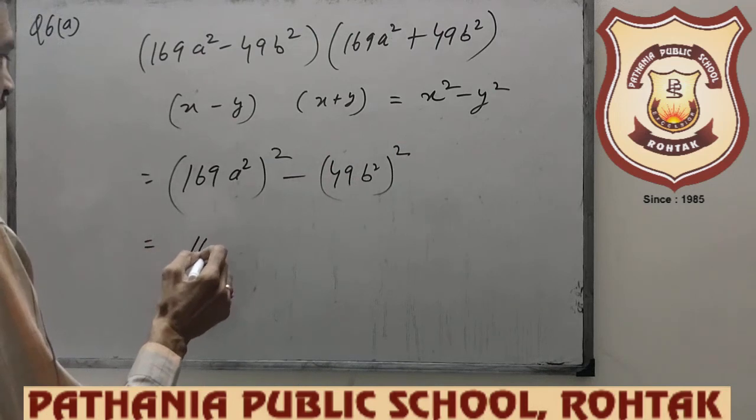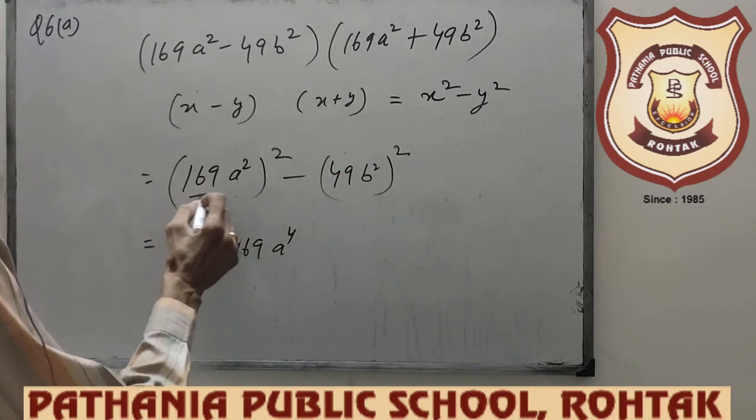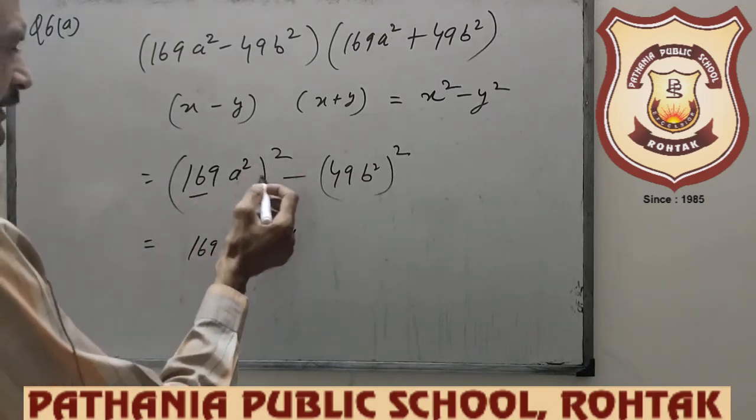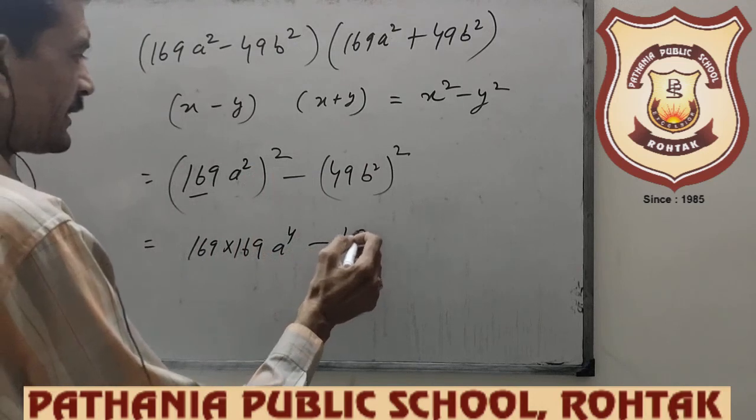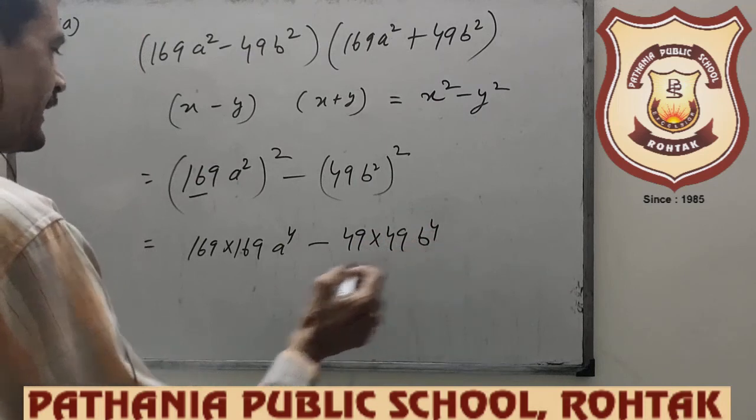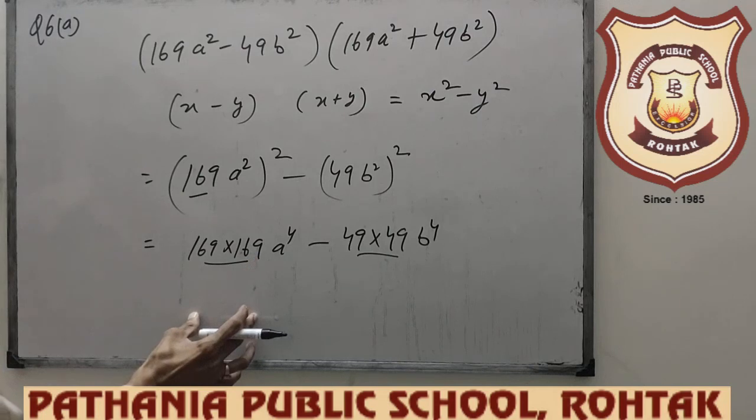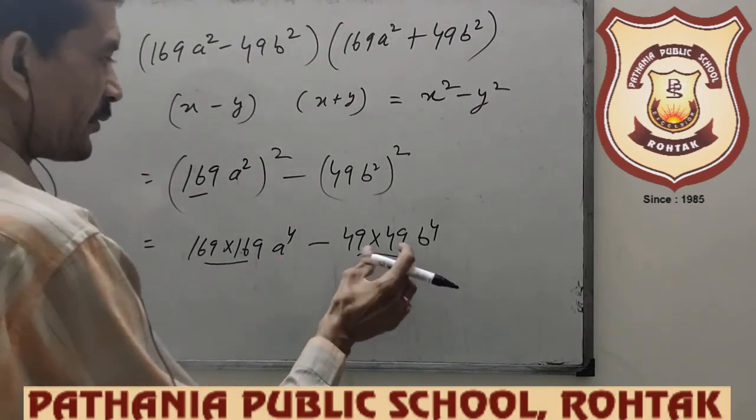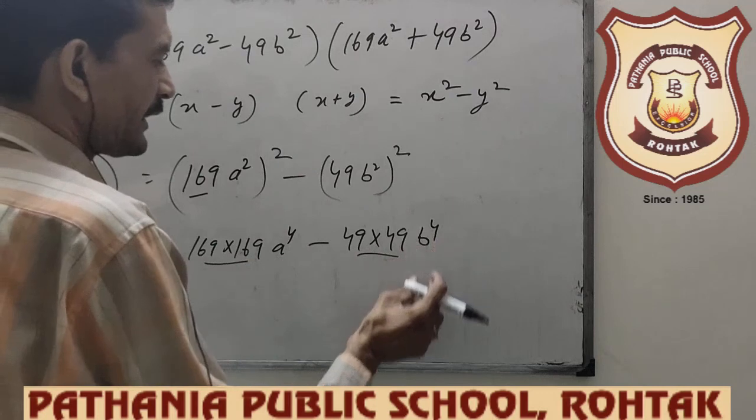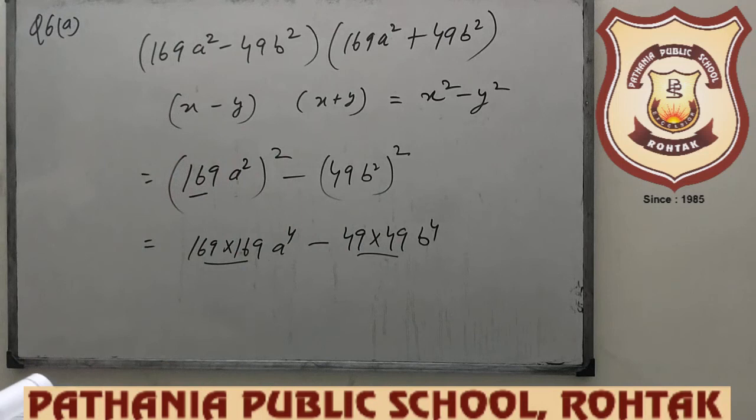This is what? 169 into 169, a raised to the power 4, because a square whole square is a to the power 4. This is 49 into 49, b raised to the power 4. Write the answer by multiplying this with this. I mean you can write 169 square here and then a raised to the power 4, then 49 whole square into b raised to the power 4. So in this way you can expand it. In the same way, the remaining questions are there.